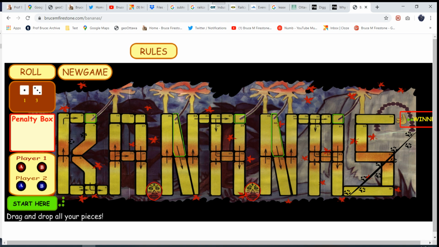So I got a 3 and a 1. Now what's interesting about bananas is that 1, 2, and 3 are negative numbers. 4, 5, and 6 are positive numbers. So in this case, because you can see my players here, I've got 2 players here, A and B. Player 1, that's Bruce 1. I can't move anywhere because I just rolled negative numbers, so I'm stuck. So Bruce 2 now is going to roll.